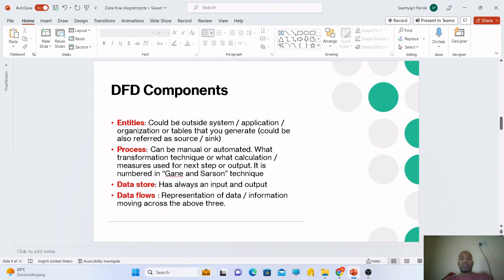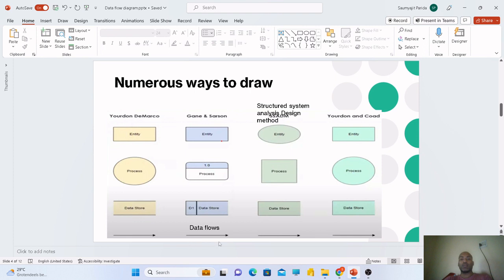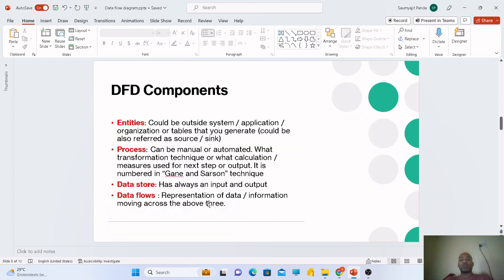Entities could represent an outside system, an application, an organization, or a table. It could be a table, it could be an application, it could be multiple applications, it could be something outside the system. Whereas processes can be manual or automated. It's a transformation technique, the calculation or measures used to get to the next step. A data store always has input and output, and data flow is the representation of data. These are the arrows. Data store means where the data is stored.